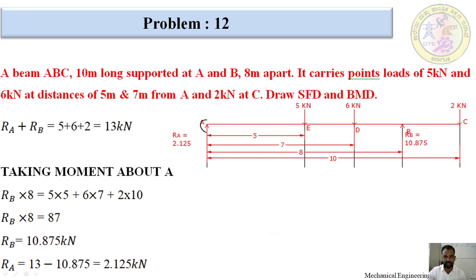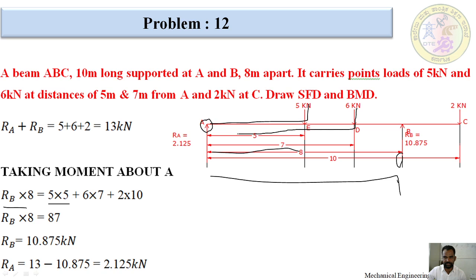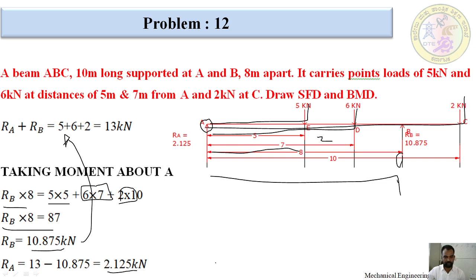After that we want to find out the RB value. For that reason I am going to take moment at this point. First of all, this is RB. From RB to this distance, how much is it? RB into 8. This distance is 8 meter. It is equal to 5 into this distance, 5 into 5. After that 6 into this distance, 6 into 5 plus 2, total is 7, 6 into 7. After that another point load on the overhang beam. Up to this distance, how much is it? Total 10. RB value we got is 10.875 kN. And after getting this value, we have to put this in this equation. We will get RA value is 2.125 kN.